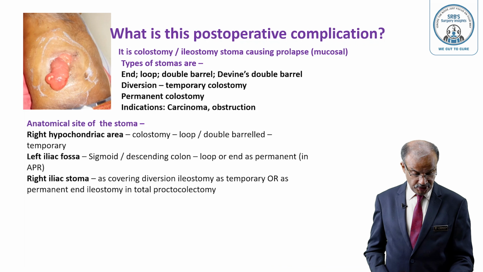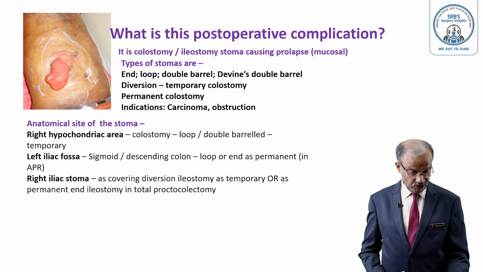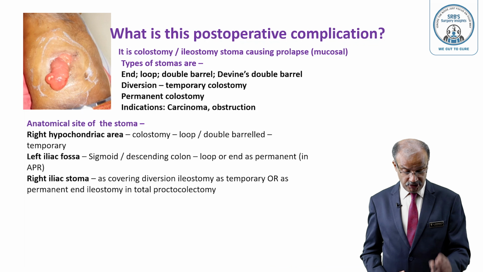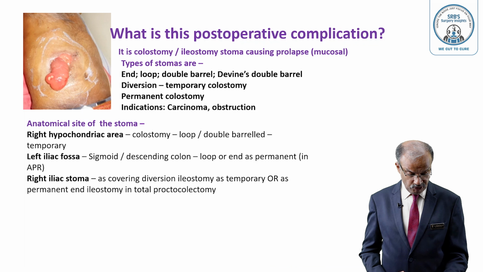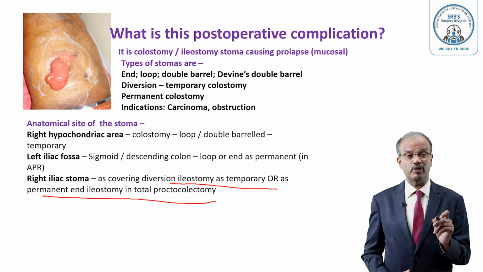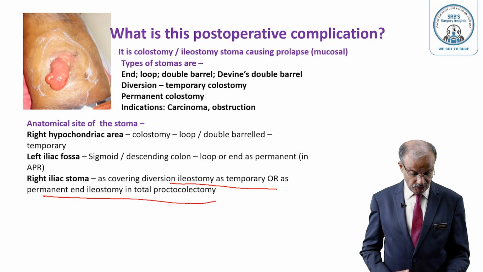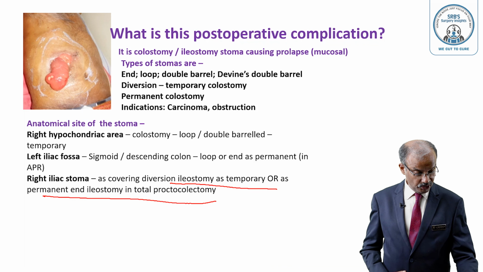So in the right hypochondriac region you can put a colostomy, loop or double barrel. These are different areas. The left iliac fossa is mainly for sigmoid or descending colon. The right iliac fossa is mainly for ileostomy. For a permanent ileostomy, an end ileostomy will be done. Temporary is usually a loop ileostomy. So ileostomy is the stoma usually.